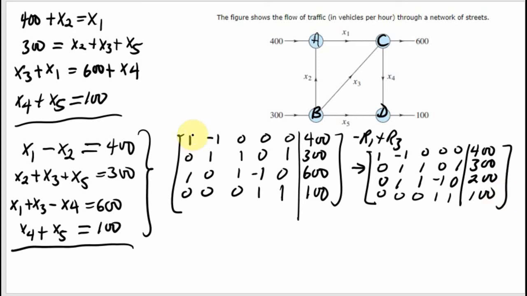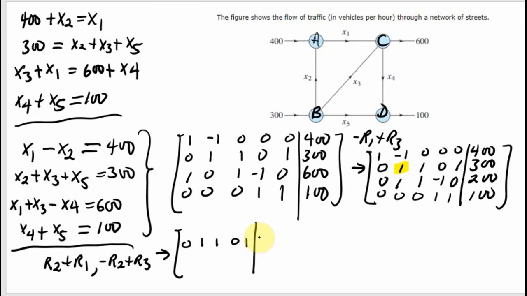Okay. So now what we want to do is to get a 1 at A22. We have that, so we need to get zeros above it and below it. So to do that, we'll say simply row 2 plus row 1, and then also negative row 2 plus row 3. So it looks like row 2 is staying the same.